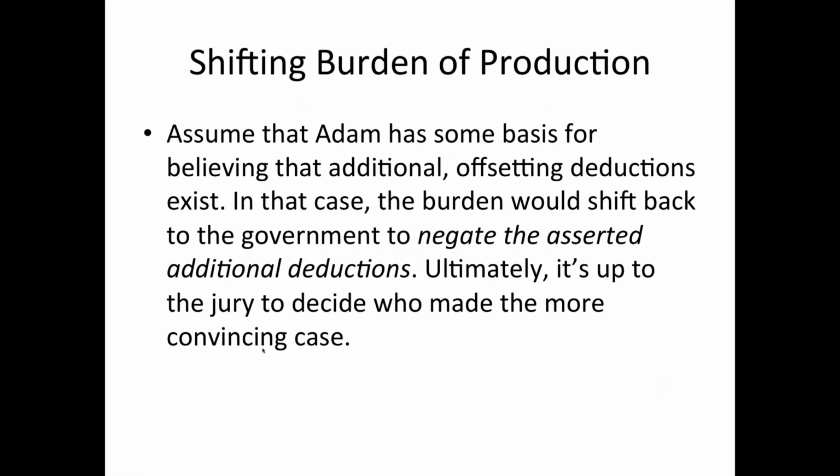So basically, just piggybacking on this example, and the beauty of this example is that this is so practical that it actually gives you the bird's eye view of what's going on here and how procedurally the burden shifts. So let's assume here that Adam has some basis for believing that additional offsetting deductions exist. In that case, the burden would shift back to the government to negate these asserted additional deductions. Ultimately, it's up to the jury to decide who made the more convincing case.